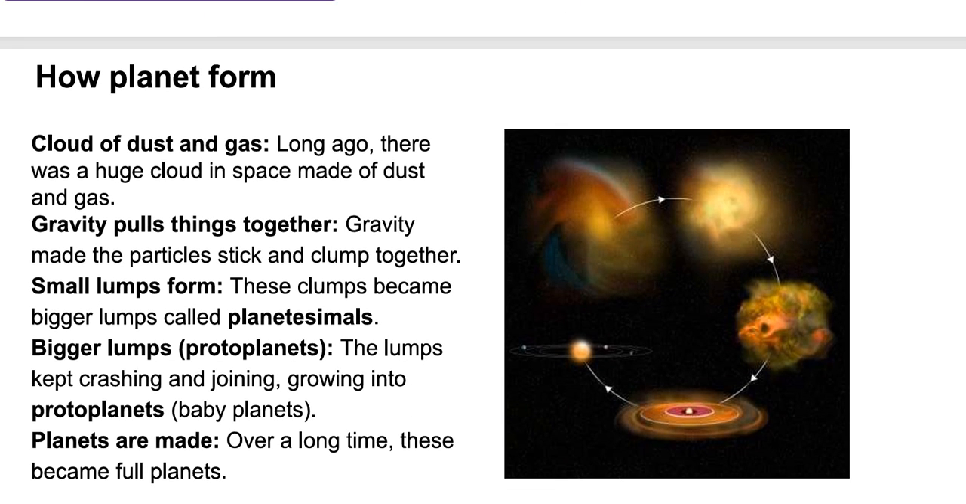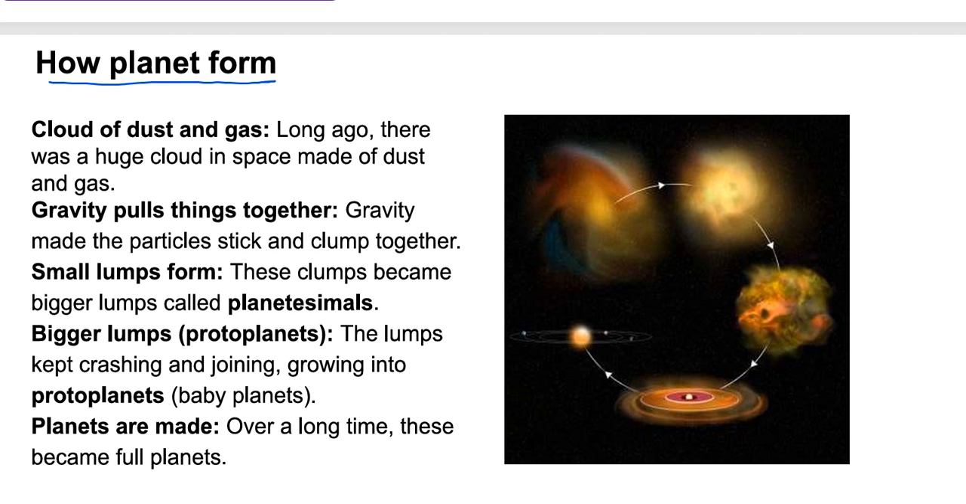Next is how planets form. How are planets formed? So I broke this down into various steps. First, it is formed from a cloud of dust and gas. So long ago, there was a huge cloud in space made up of dust and gas. This cloud is not made up of liquid water, it's made up of dust and gas. So gravity pulled them together. Gravity makes the particles of this dust and gas pull together and clump.